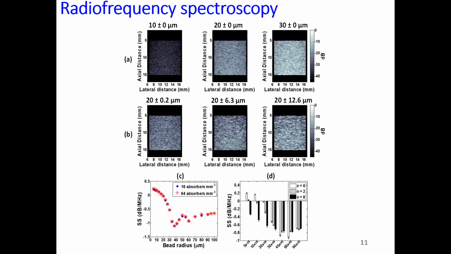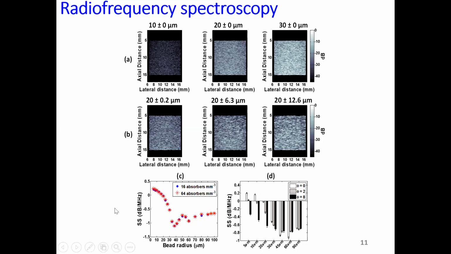and now I will dive into the radio frequency spectroscopy, where now we are actually using the frequency information of our photoacoustic signals to retrieve information about the sizes of our absorbers. So in panels A and B, what I'm showing here is representative. These are simulated images of collections of absorbers with various sizes, the size denoted on top of each image. And on panel B, I am actually keeping the average size of these absorbers the same and changing their polydispersity, or in other words, you can think of it as the variance within the sizes of our absorbers.